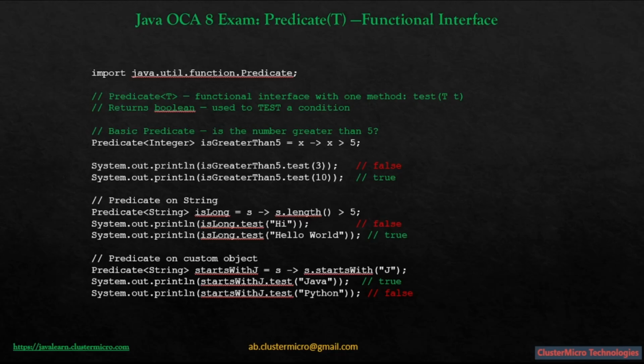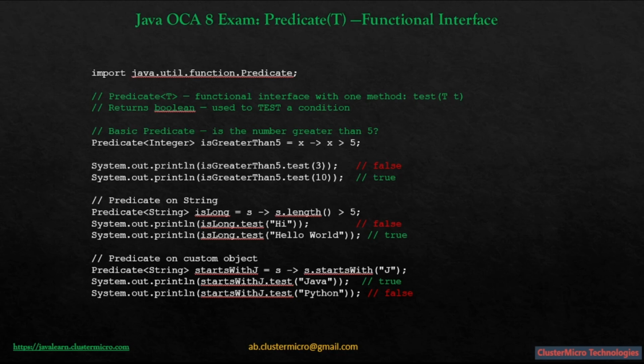Okay. Then Predicate on String. Say we have Predicate<String> isLong = s -> s.length() > 5, and then we have System.out.println(isLong.test("hi")), and System.out.println(isLong.test("hello world")), right? So hi is false and hello world is true. Here Predicate works with any type. Here the type is String, so test receives a String. The lambda checks whether the string's length is greater than 5. Hi has a length of 2, false, so hello world has a length of 11, so it's true.